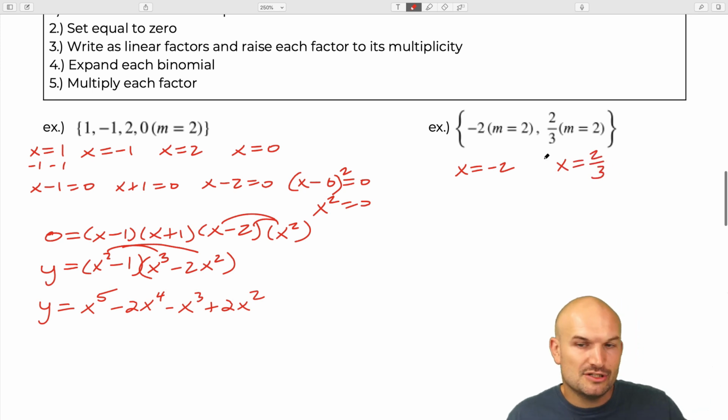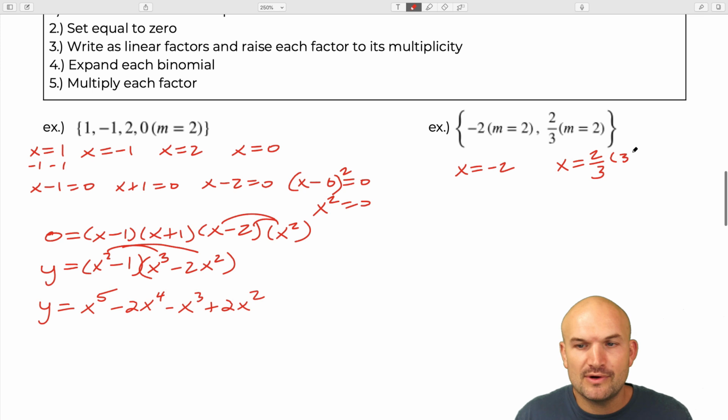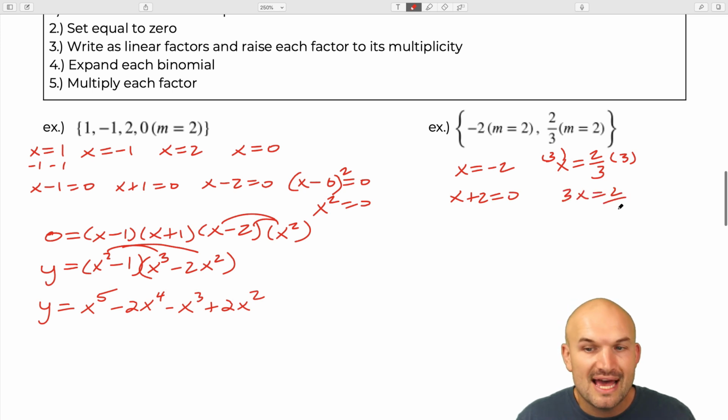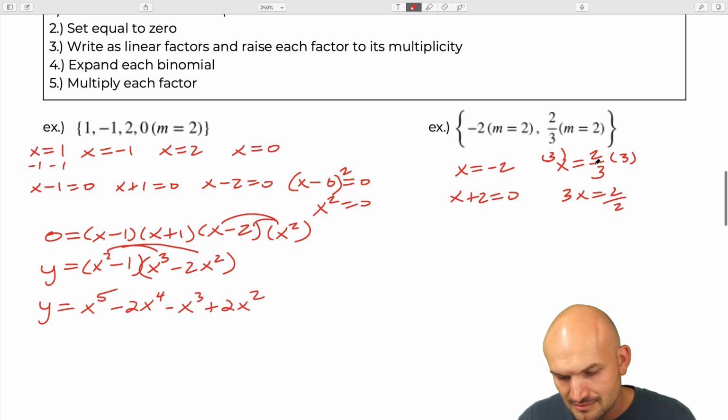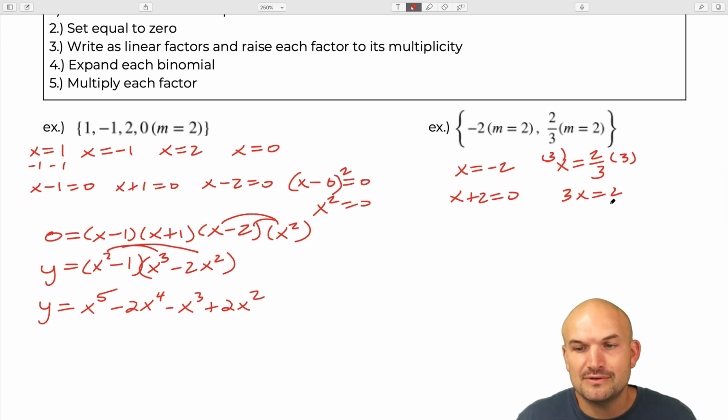Instead of subtracting the 2/3, multiply by 3. So this would be x plus 2 equals 0. And this is 3x equals 2. And then subtract the 2. So therefore, you'd have x plus 2 equals 0, and 3x minus 2 equals 0.